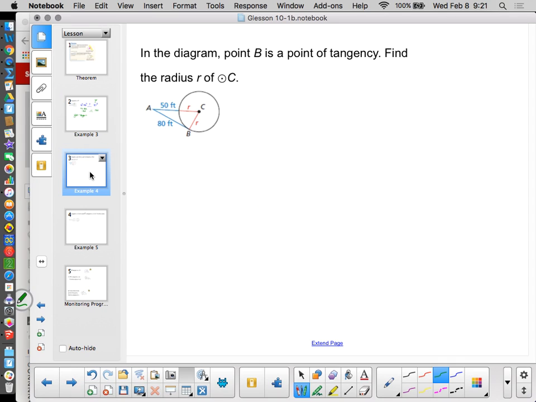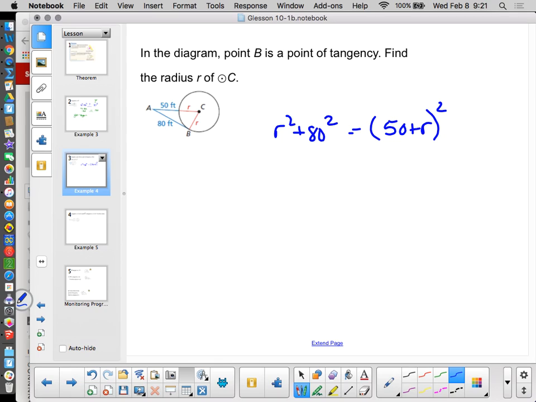This is a more interesting problem. Find the radius of the circle. Given that B is a point of tangency, so AB is tangent to the circle, and we have the given measurements. Now, this is a little bit trickier because obviously my hypotenuse is AC, but the length of AC is 50 plus R. And I'm going to have to square that. So R squared plus 80 squared equals (50 plus R) squared.